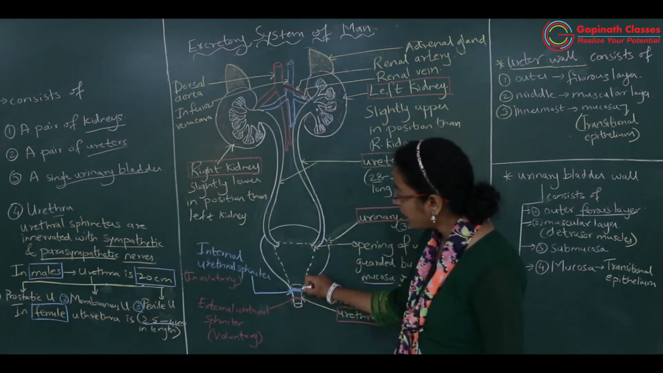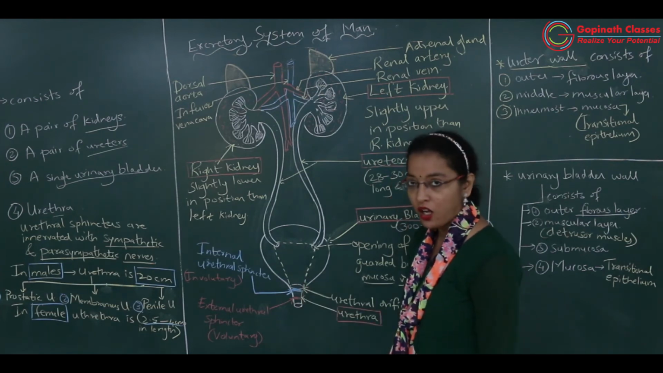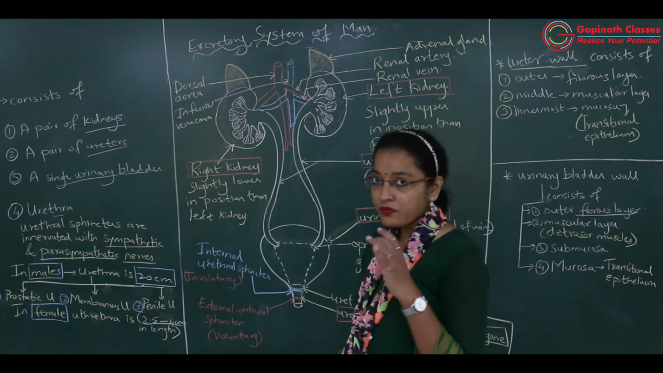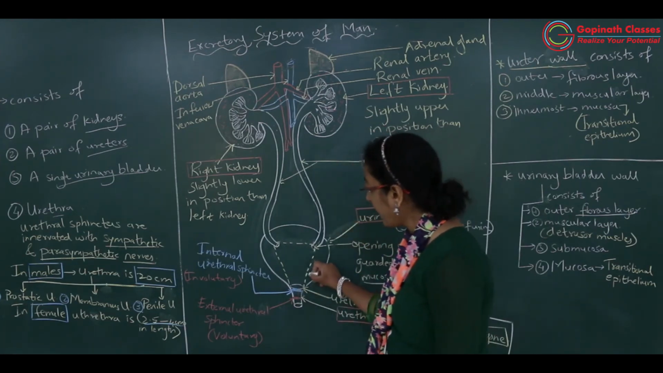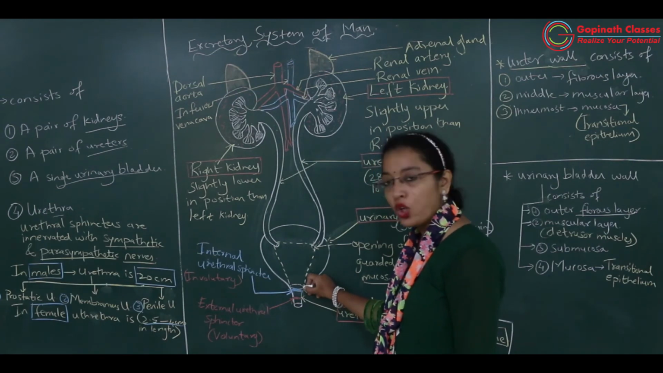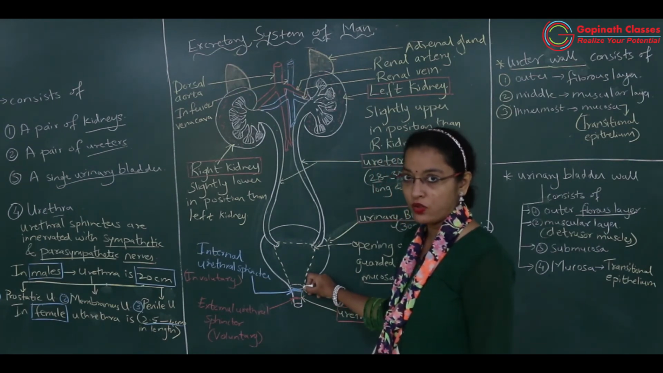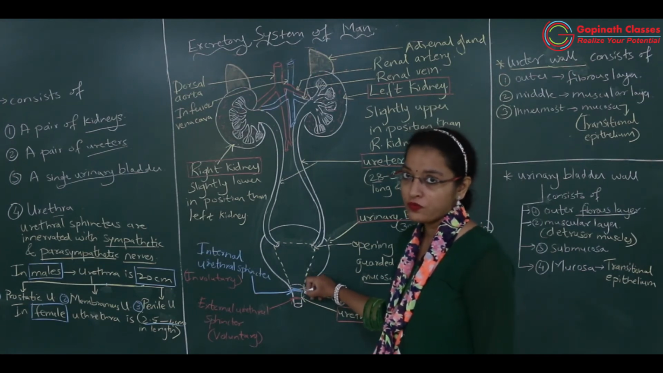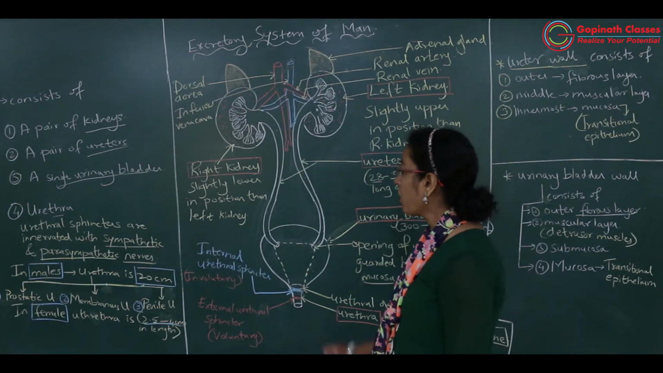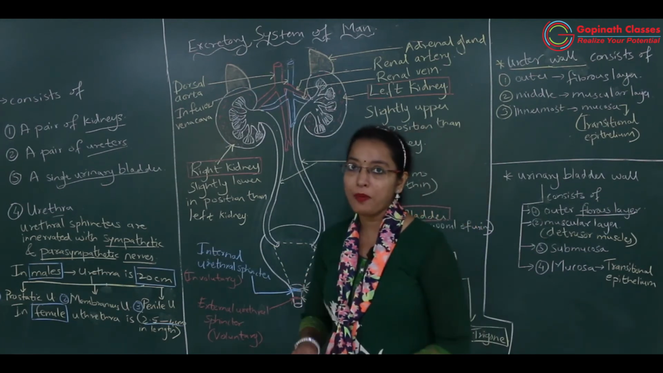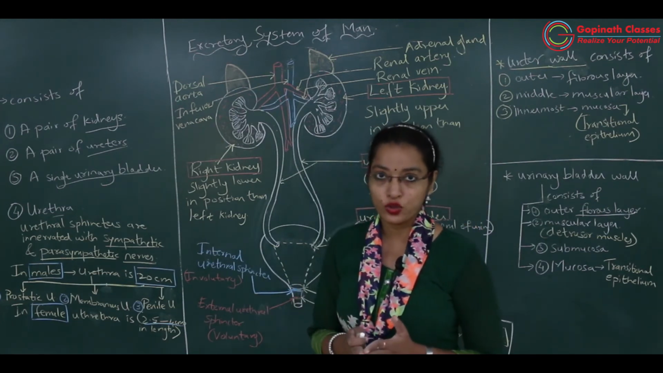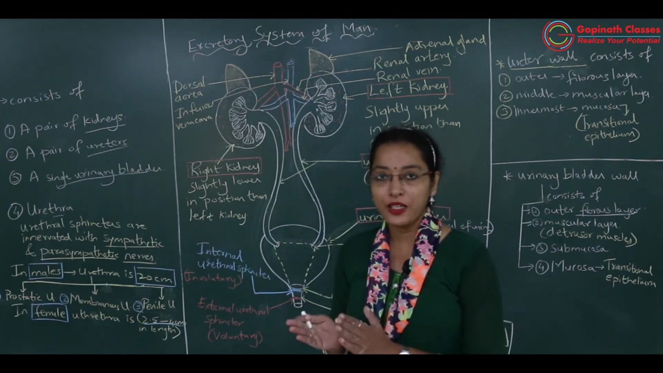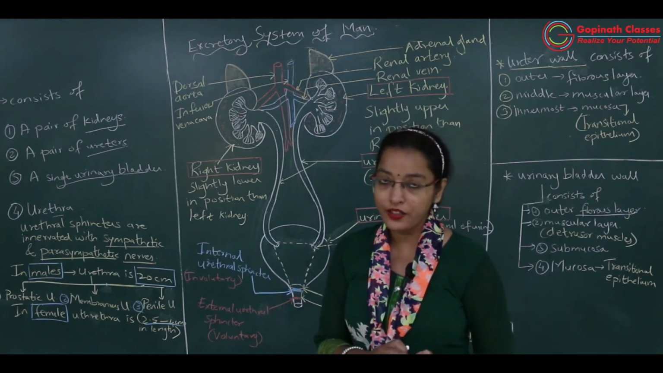Urethra. So which will be the urethra here? This is the urethra. The urethra is a small tubular structure extending from the lower part of the urinary bladder, and it opens in the vulva in females. And in males, the urethra passes through the penis also. So we'll be learning in detail what is the length of the urethra in males and what is the length of the urethra in females.